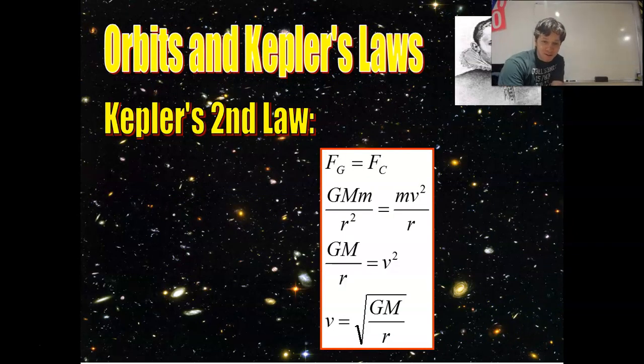This we went over in chapter 3: we set Newton's law of universal gravitation equal to centripetal force, and we came up with an equation for orbital velocity. Now this is for a perfect circle, but even still you can see that the velocity is inversely related to the radius, meaning the greater the radius, the slower the speed.